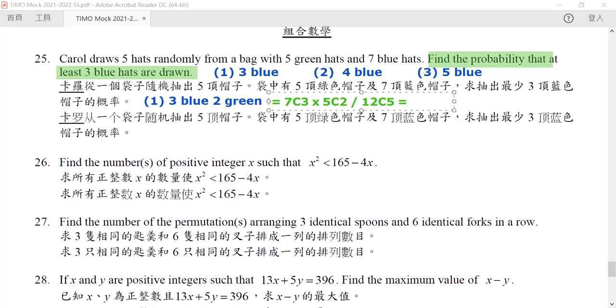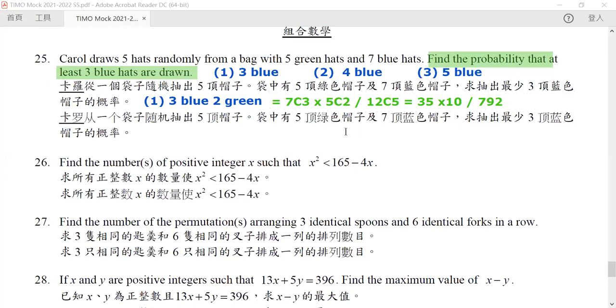So we can calculate it one by one. Our 7C3 will be 7 times 6 times 5 divided by 3 times 2 times 1, which is 35. Our 5C2 is equal to 5 times 4 divided by 2, which is equal to 10. And finally, our 12C5 is equal to 12 times 11 times 10 times 9 times 8 divided by 5 times 4 times 3 times 2 times 1. So it will be equal to 792.